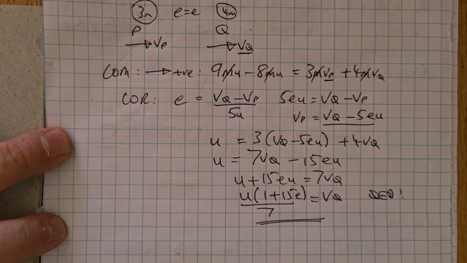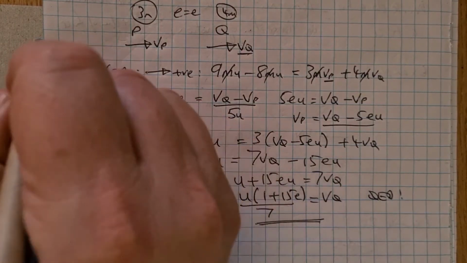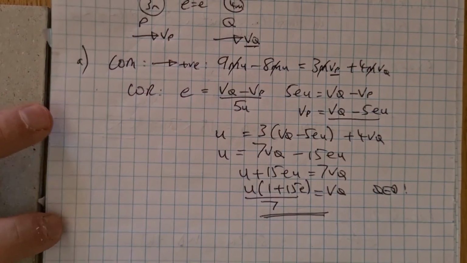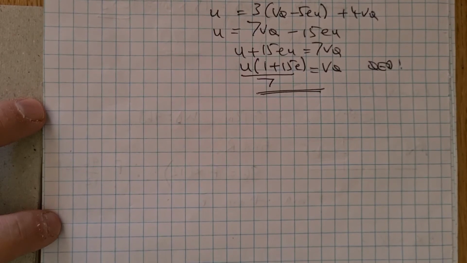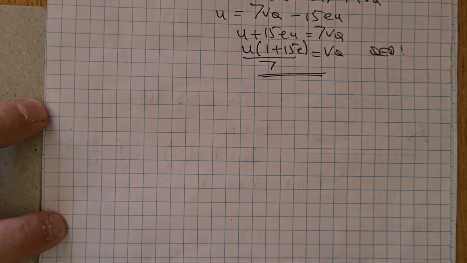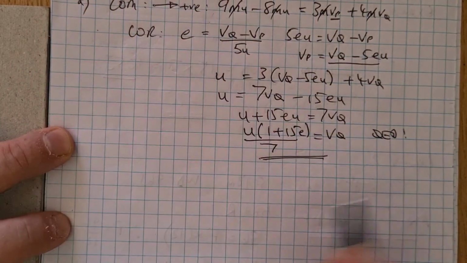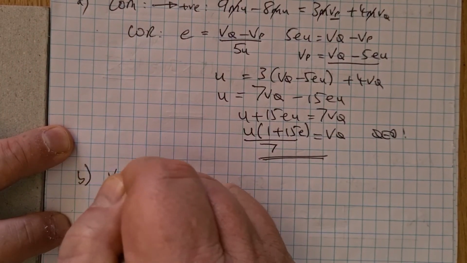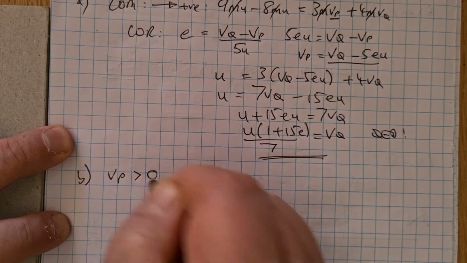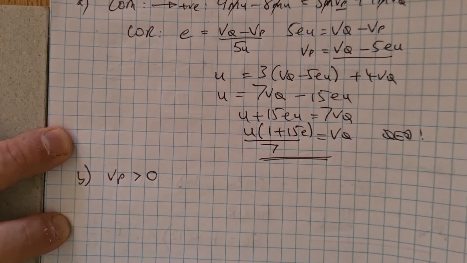Now the second part of the question, because that was obviously the answer for part A, is giving us that the direction of P is unchanged. So just going back to the diagram there, if the direction of P is unchanged, then that tells us that the velocity of P must be greater than 0 after the collision.